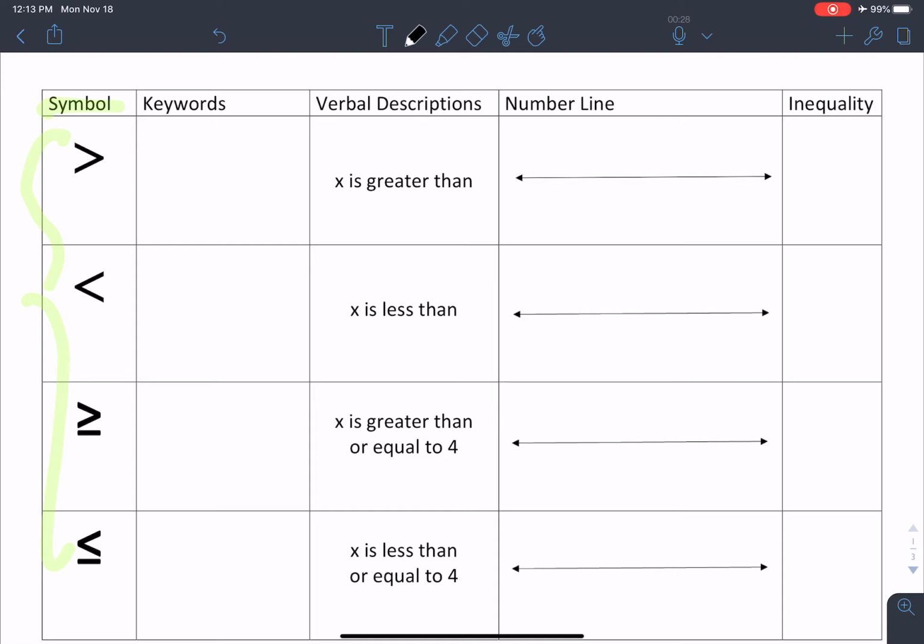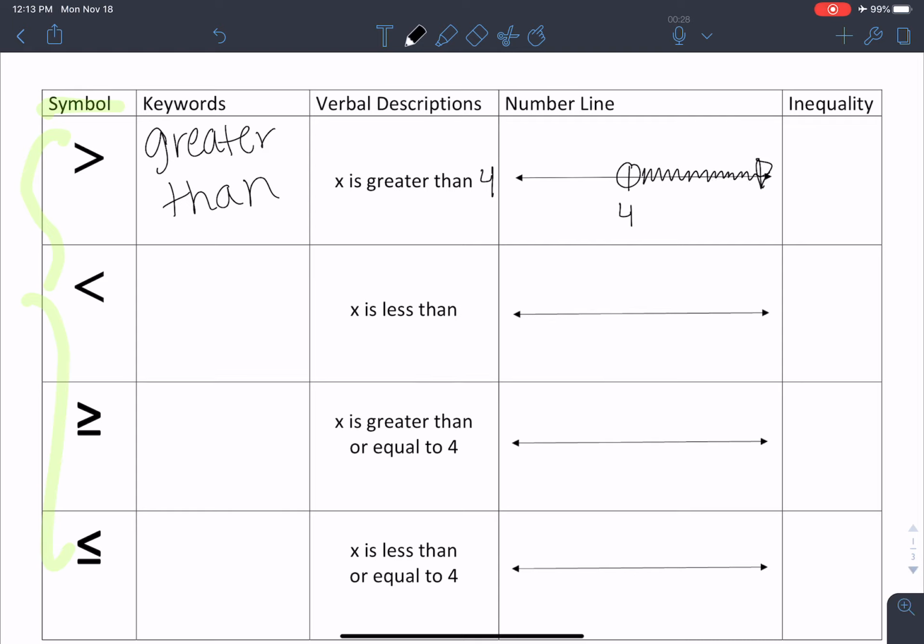So the first one is greater than. So my keyword is greater than. Okay, so if I say x is greater than, say, number 4, and I want to graph it on my number line, let's say 4 is right here, and I'm going to put an open circle since it's greater than but not equal to. All the numbers that are greater than 4 are to the right of 4 on the number line, so I'm going to shade to the right.